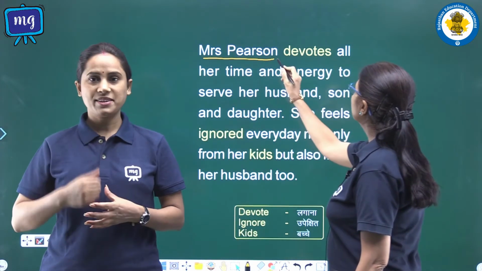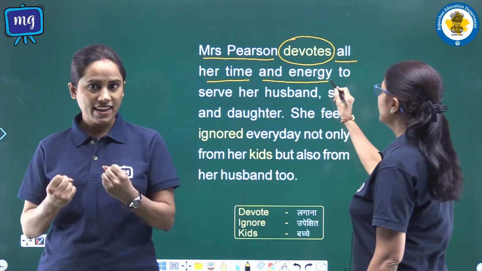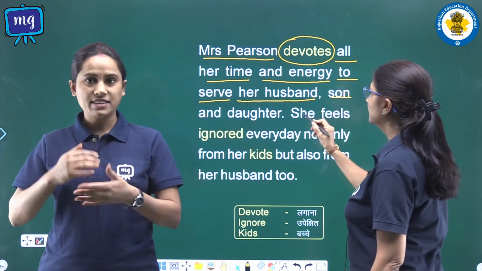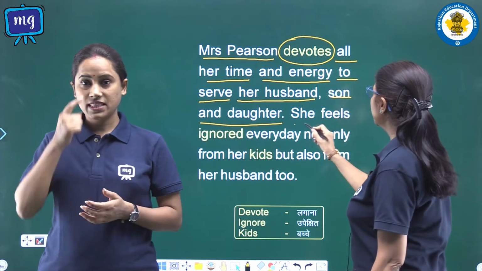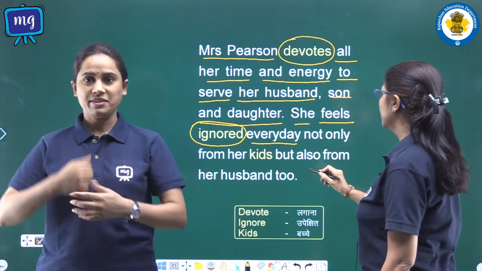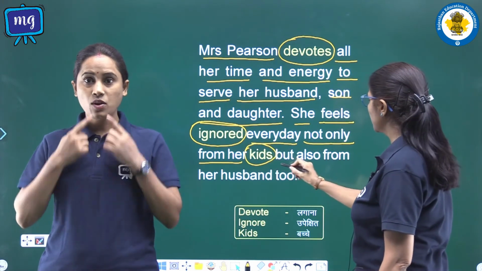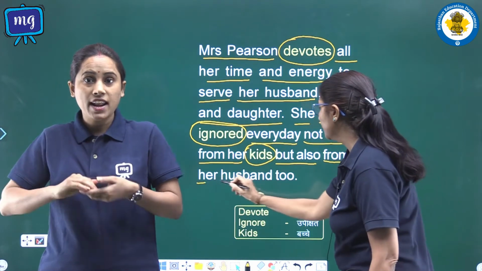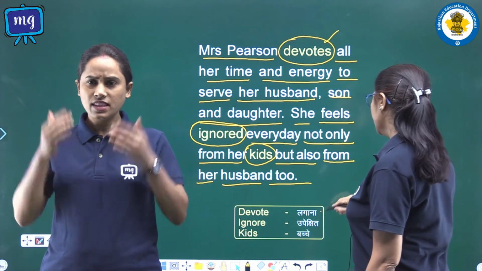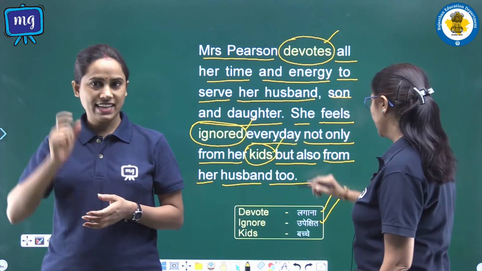Mrs. Pearson devotes all her time and energy to serve her husband, son, and daughter. She feels ignored every day, not only from her kids but also from her husband too. Word meaning: devote, लगाना, ignore, उपेक्षित, kids, बच्चे.